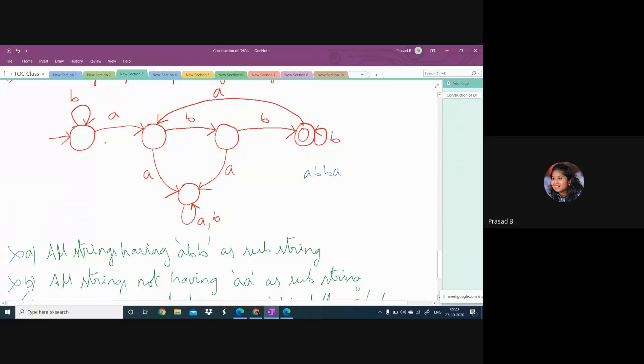Now let us check. On A, it comes to the second state, on B third, on B final, on A again to the second state, not accepted. So according to the second option, if AA is in the string, it will not be accepted. Another case: suppose AA is not there. If AA is there, it won't be accepted; if AA is not there, this string must be accepted. It must be accepted, but it is not accepting.